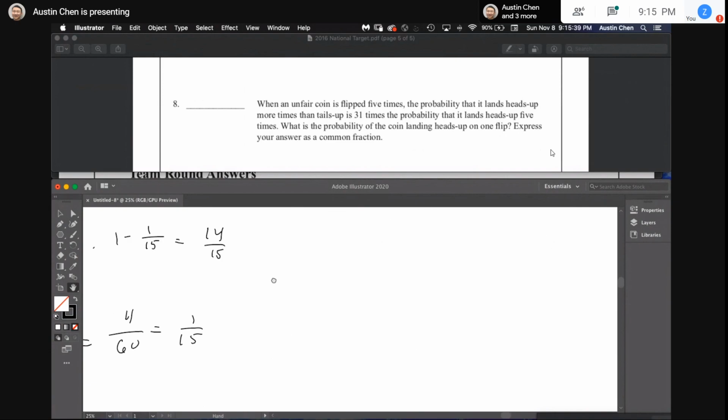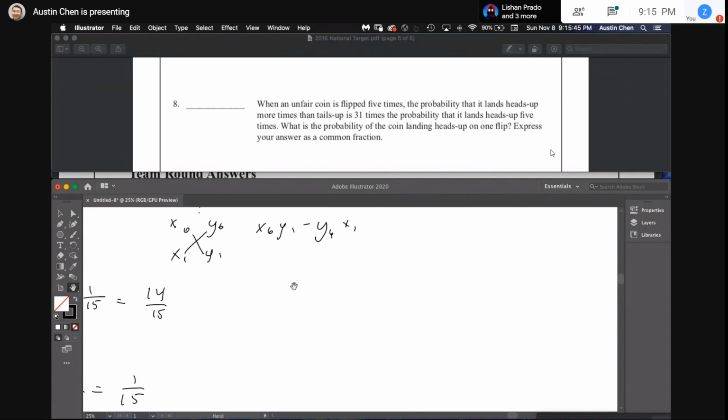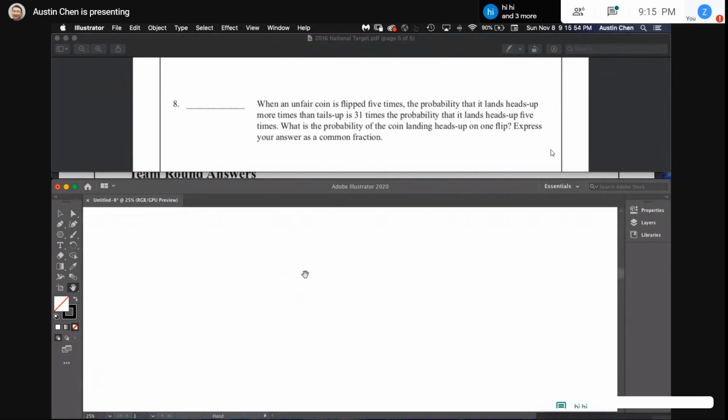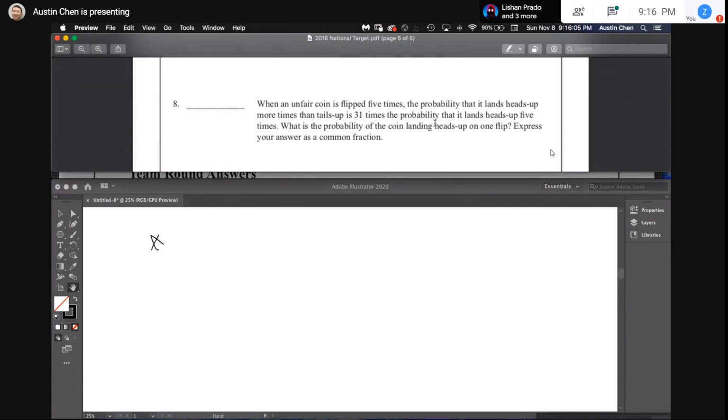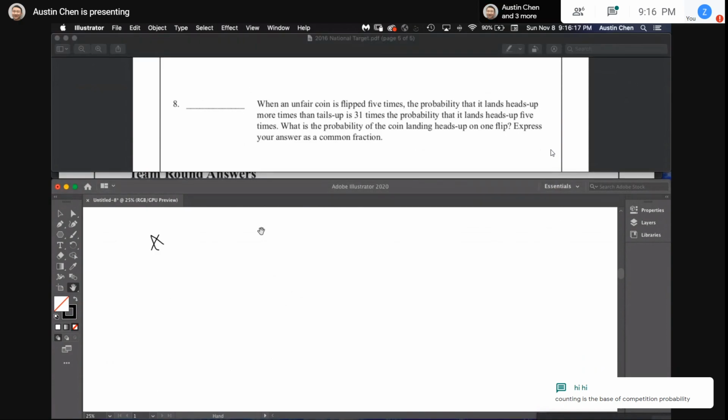All right, we have a probability problem. It's not counting, or maybe you could do this with counting, I don't know. No, it's probability. So we have an unfair coin. Let's just say the probability of it landing on heads is x. We flip it 5 times, and the probability that it lands heads up 5 times will be x to the fifth.